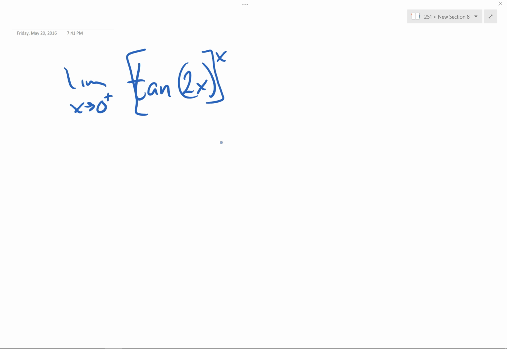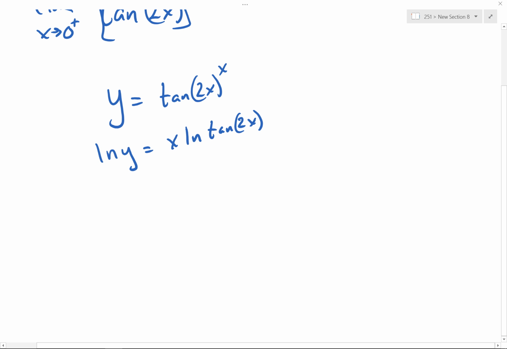So what we end up doing is a cute little trick we did back when we did implicit differentiation, and we took the derivatives of things like arctangents. We said, well, let's let y equal this. And we take the ln of y, and that becomes x times the ln of tangent of 2x. Make sense? So now what we're going to do then is take the limit as x approaches 0 from the right of x ln of tangent of 2x. And you're like, how can we do that? Well, it's cool because in a minute we're going to get this, and let's say it's 2, then I just plug it back in and I just solve for y. Okay, we'll do that in a few minutes.